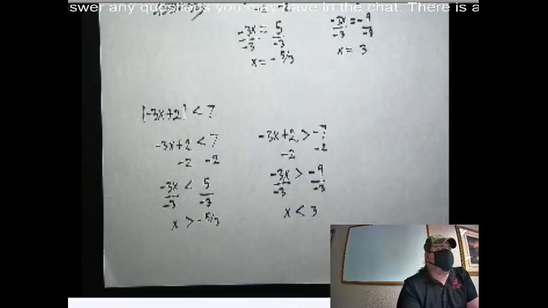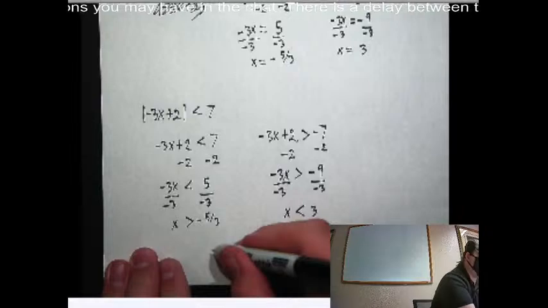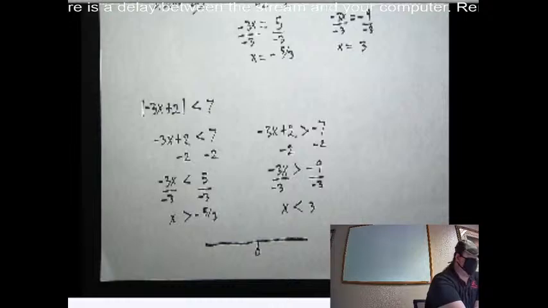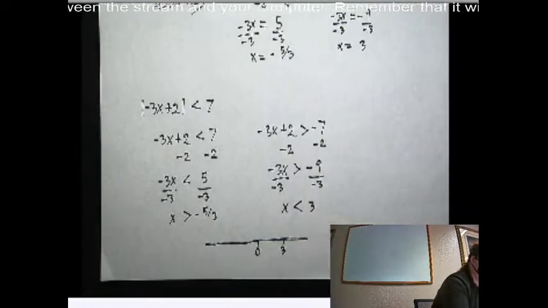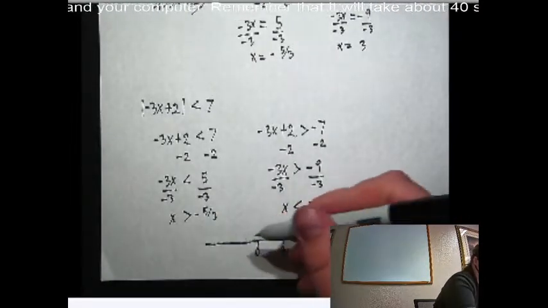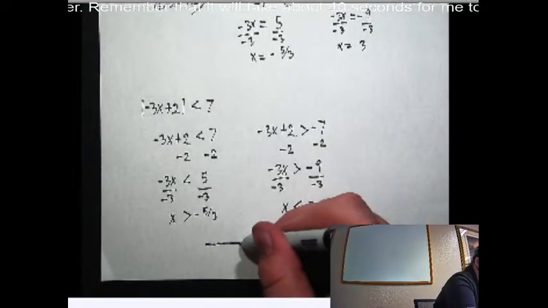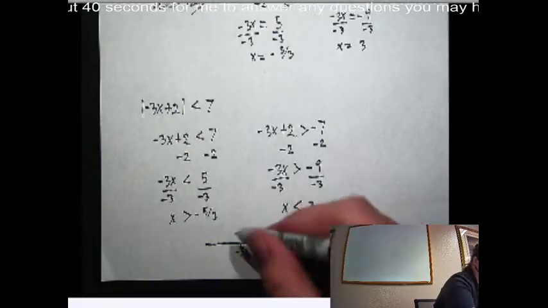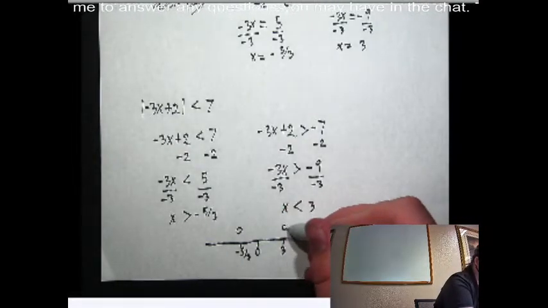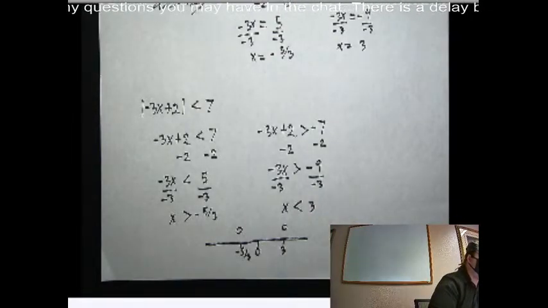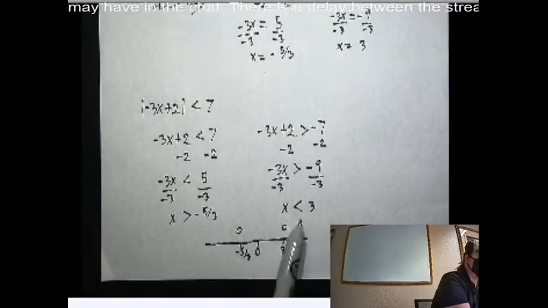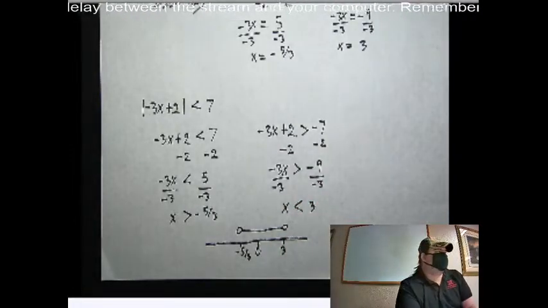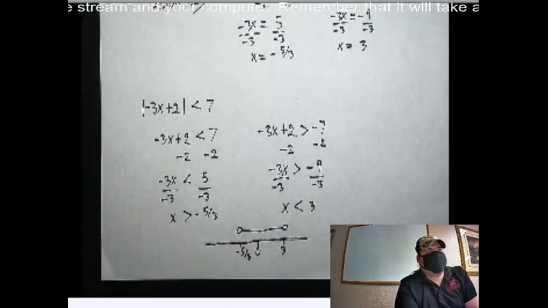So again, let's go ahead and graph this, just so that we can see what this solution looks like. Okay, so we've got 0 in the middle. 3 is about right here. Negative 5/3 is about right here. Okay, and we cannot be equal to either of these numbers. x has to be bigger than this number and smaller than this number, so we have a line in the middle. Make sense?